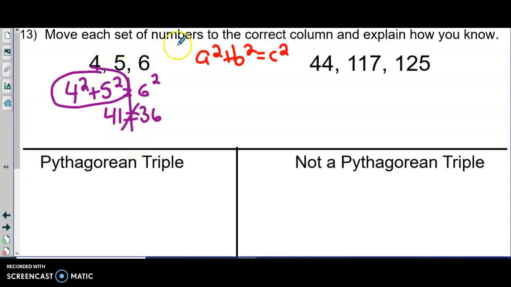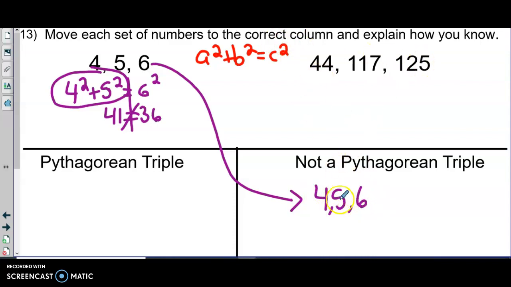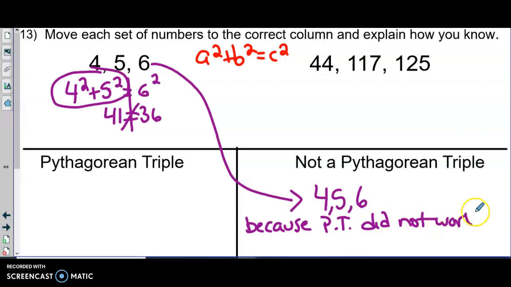So this set of numbers is not a Pythagorean triple. So we would move 4, 5, and 6 down here. And then when it says explain how you know, we could say because the Pythagorean theorem did not work. I'm going to abbreviate because Pythagorean theorem did not work. 41 does not equal 36.